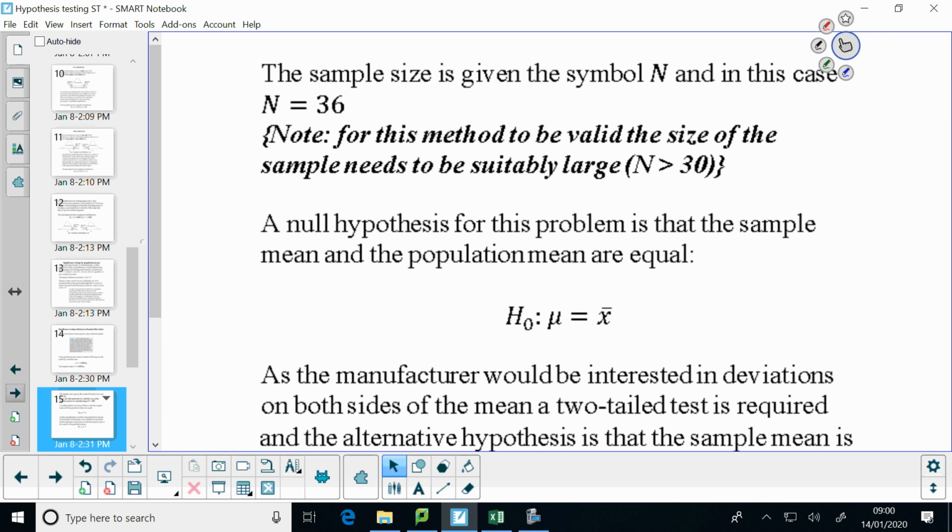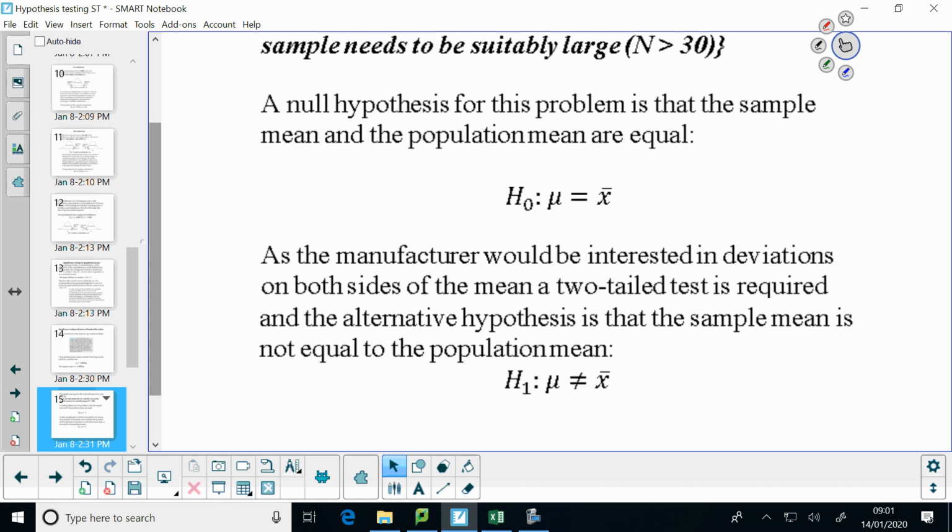So the null hypothesis for this problem is that the sample mean and the population mean are equal, mu being the population mean, x bar being the sample mean. We're saying the null hypothesis is that those two are equal. All right, and if we accept the null hypothesis, then we won't stop the machine.